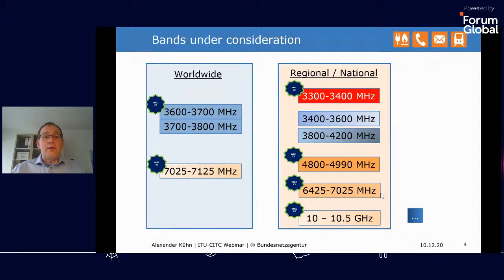Another band I would like to speak about here is the 100 megahertz band between 7025 and 7125, which is, from a worldwide perspective, the only band on the agenda for WRC 23 foreseen for IMT. The rest of the band below that is only on a regional basis, because we had discussions here as well, as this is the complementary band to the 3.5 gigahertz band from a satellite perspective, that you need to find, again, a good balance for the uplink spectrum.